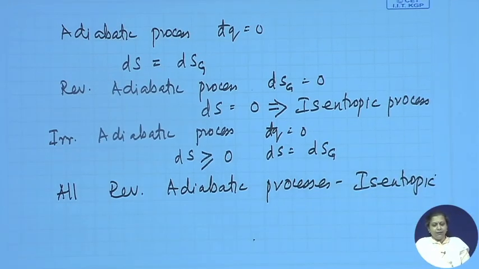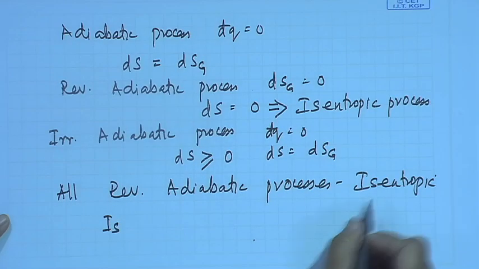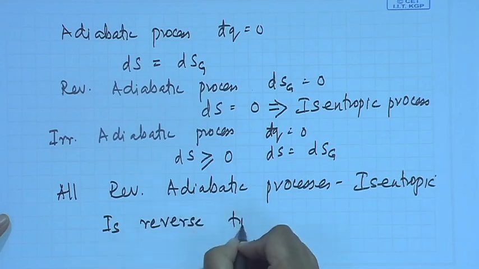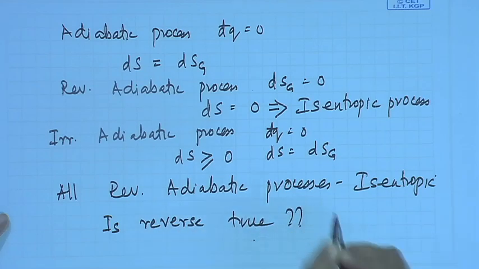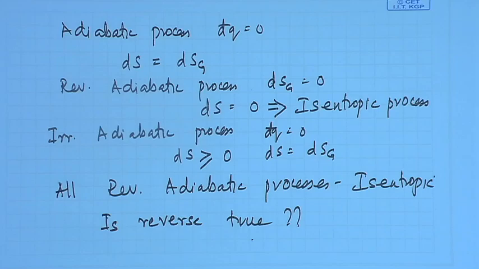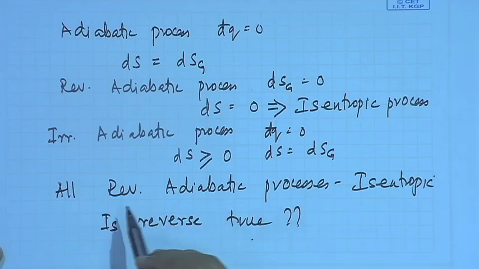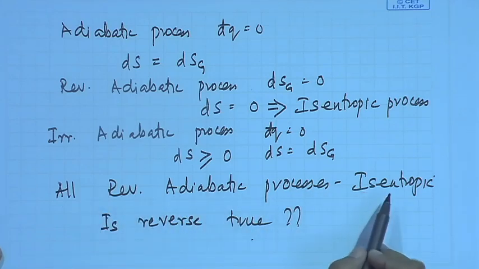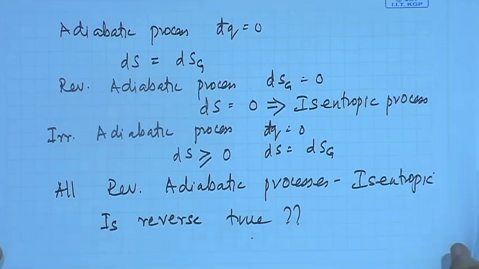Now, if you are convinced about this statement, is the reverse statement true? What do you think? Should all isentropic processes be reversible and adiabatic? Let us give a thought to it. This is definitely undisputed. Let us see what happens for an isentropic process.